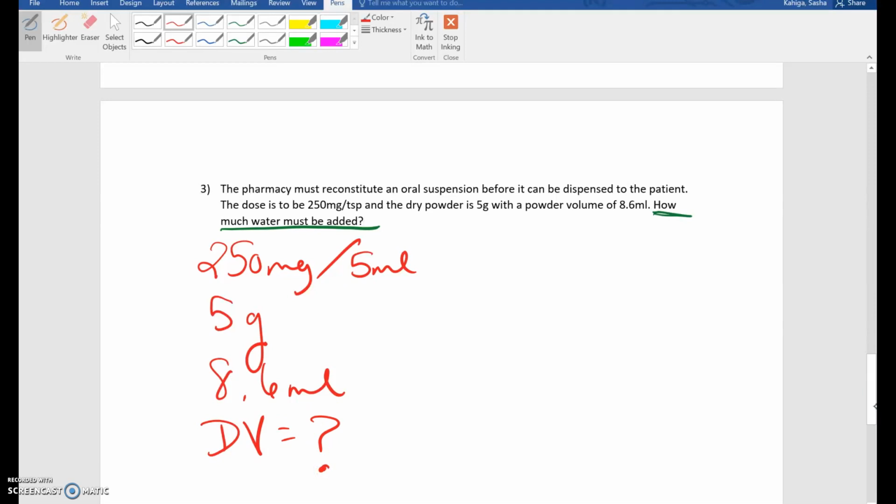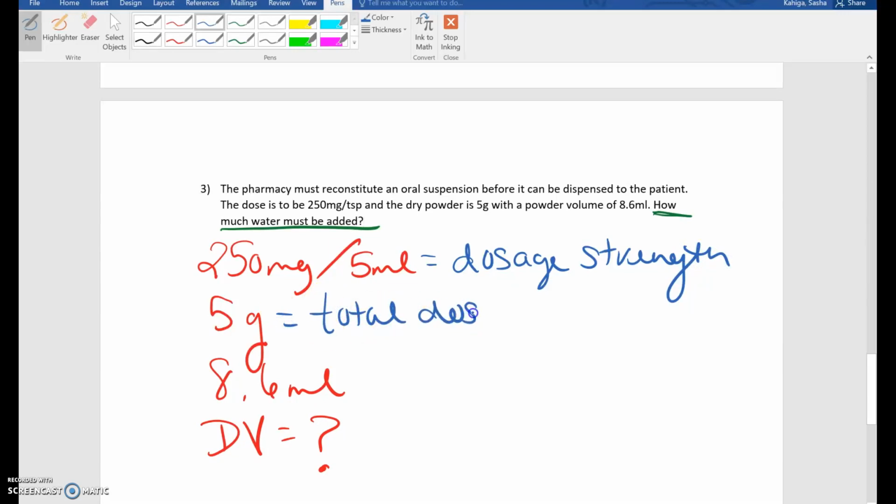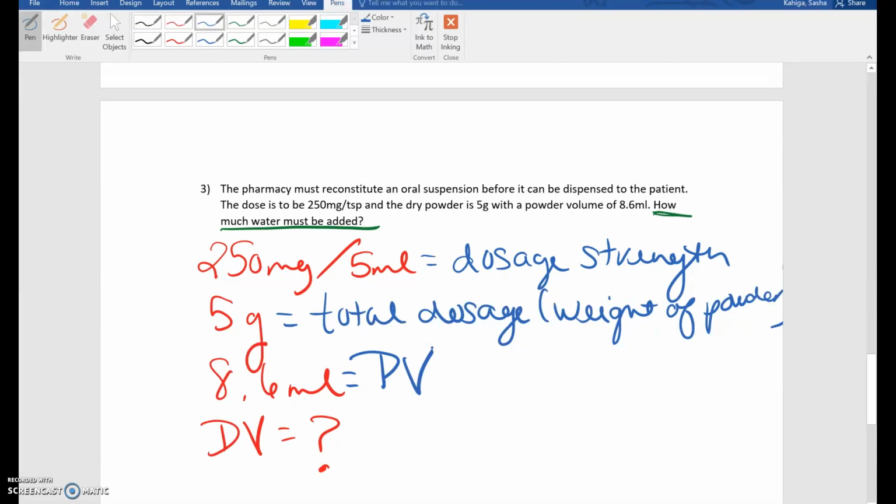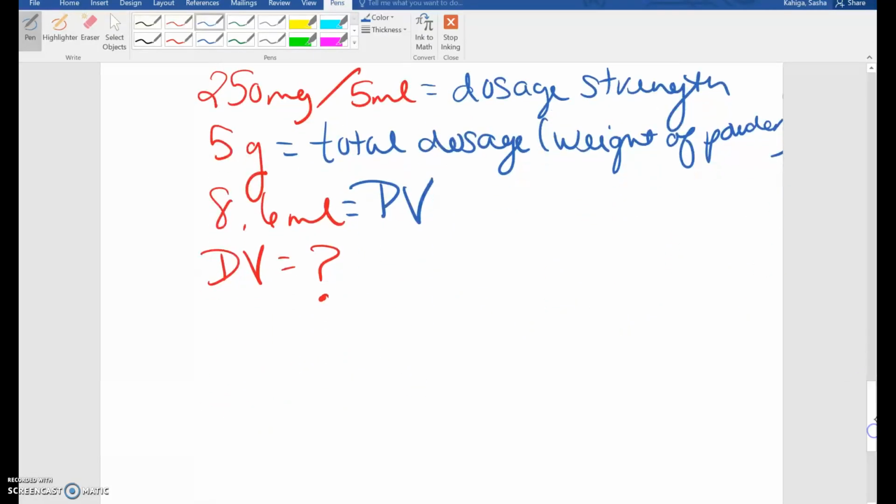All right. So let's go ahead and identify our components. That 250 milligram per 5 milliliter is your dosage strength. Okay. That 5 grams is your what? Your total dosage, which is your weight of the powder. That 8.6 milliliters is your powder volume, and you're looking for your diluent volume.